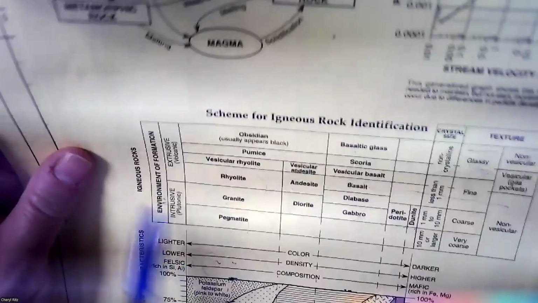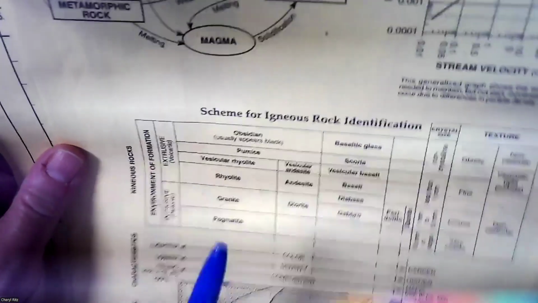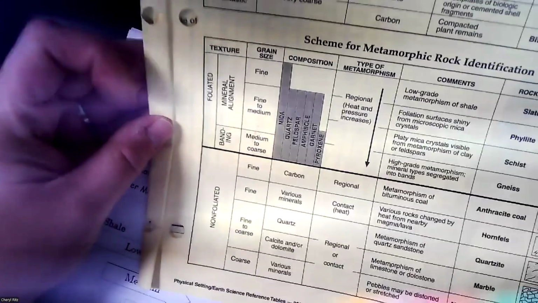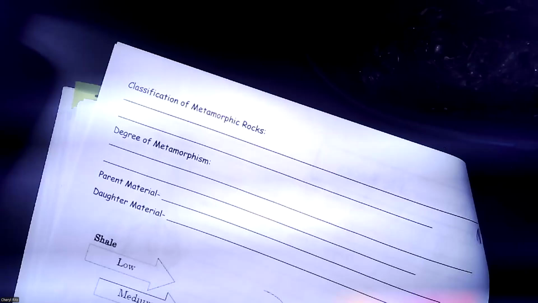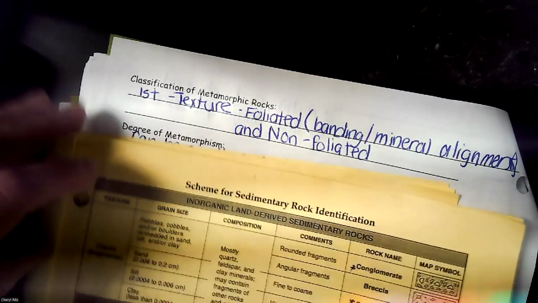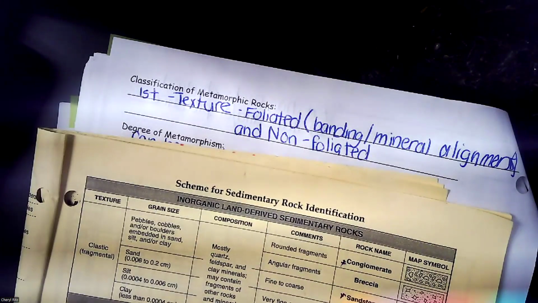With igneous rocks, the first thing was whether they were intrusive or extrusive. With sedimentary, it was whether they were clastic, crystalline, or bioclastic. And now we're going with, again, texture, so they're classified by texture. And that includes whether they are foliated, which does include banding and mineral alignment, and whether they are non-foliated. So foliated and non-foliated, including banding and mineral alignment.